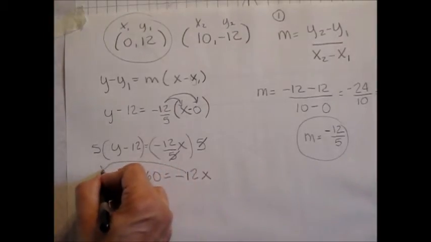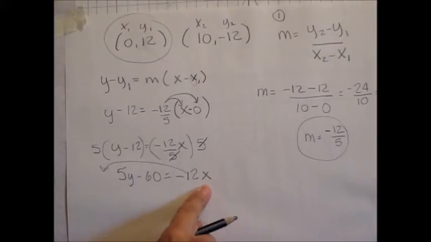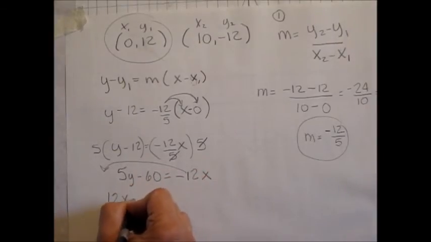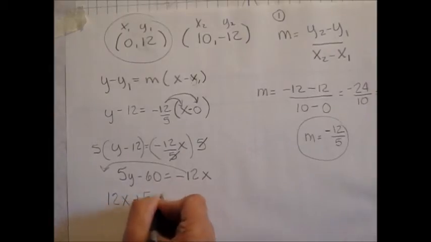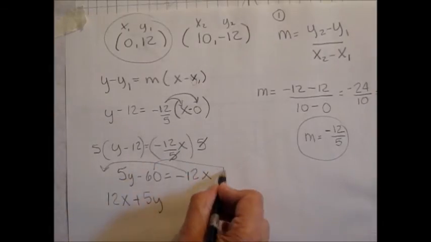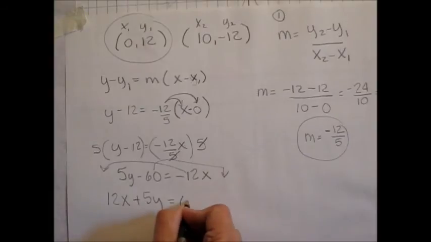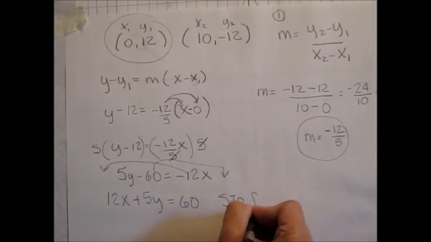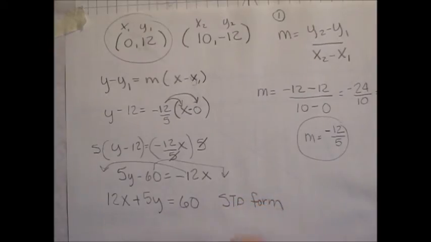Bring the 12x over here, becomes positive by adding inverse operations. 12x plus 5y. I'm going to add 60 to both sides, bring it over here, and that becomes positive 60. Now that's standard form. You're going to go ahead and give that to your checker after you do the equation for all 7 lines.